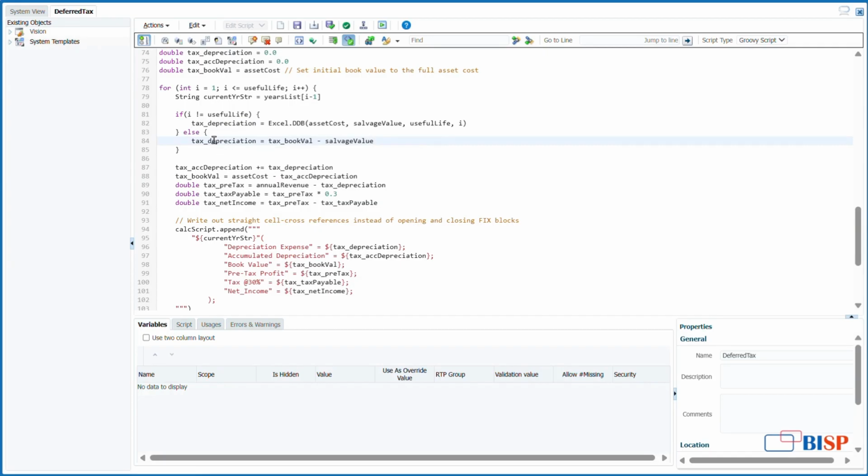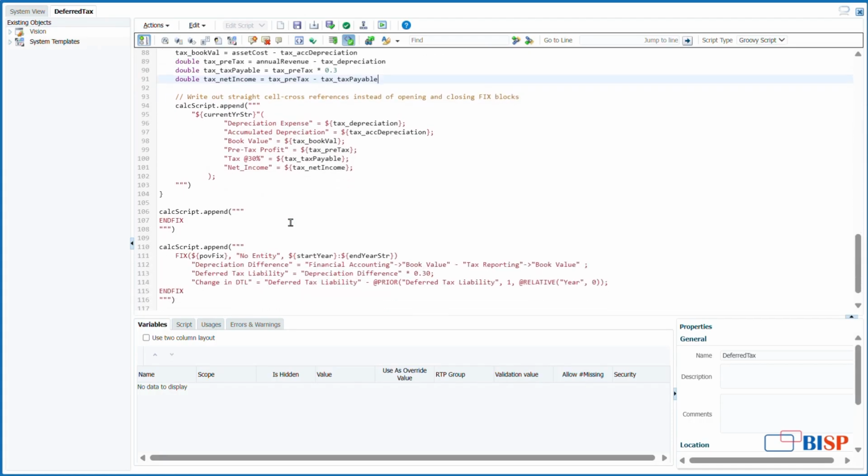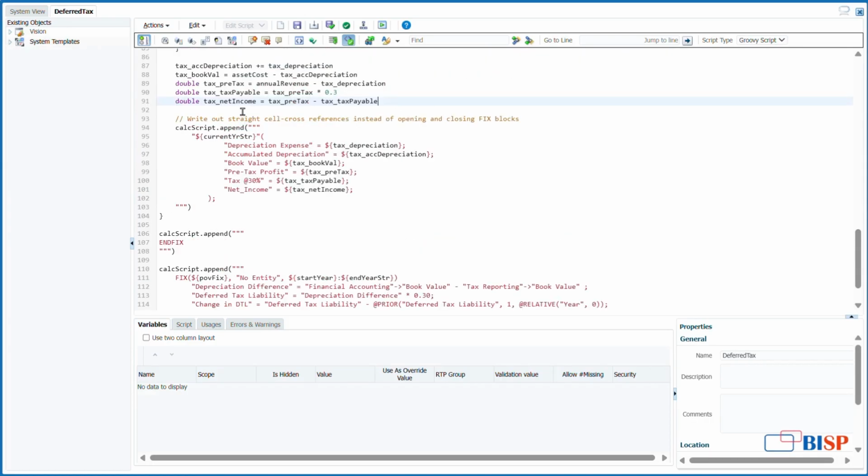For the final year, instead of using the double declining balance function, the script depreciates the remaining book value. This guarantees that the asset is fully depreciated by the end of its useful life and avoids leaving a small residual balance because of rounding. After calculating depreciation, the script calculates accumulated depreciation, book value, pre-tax profit, tax, and net income. These values are then dynamically appended to the SPS calculation script for each year. This produces the exact same tax reporting numbers that we verified in our Excel model.